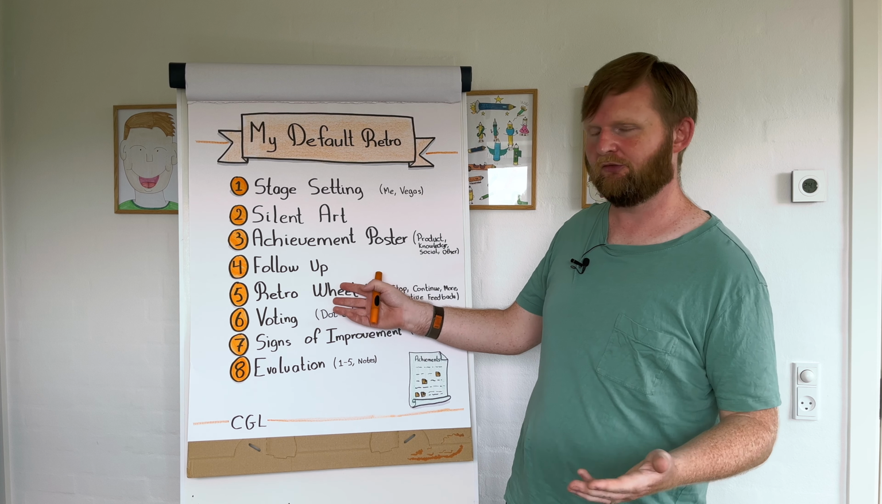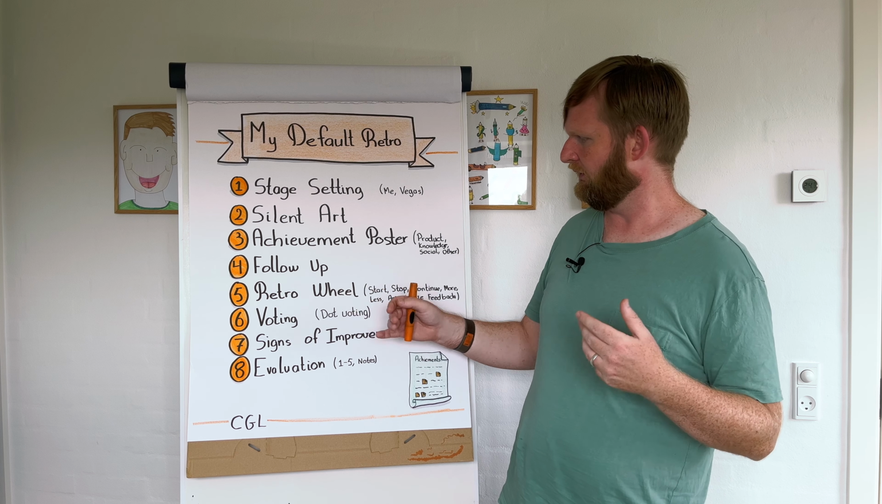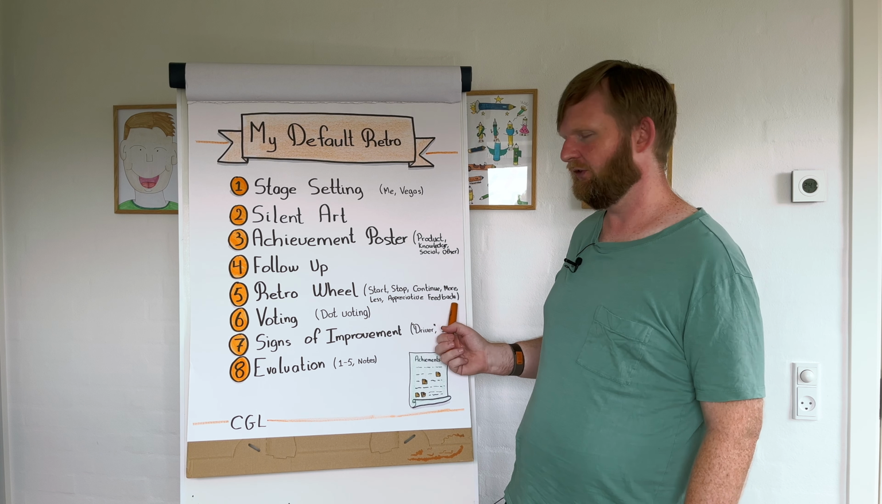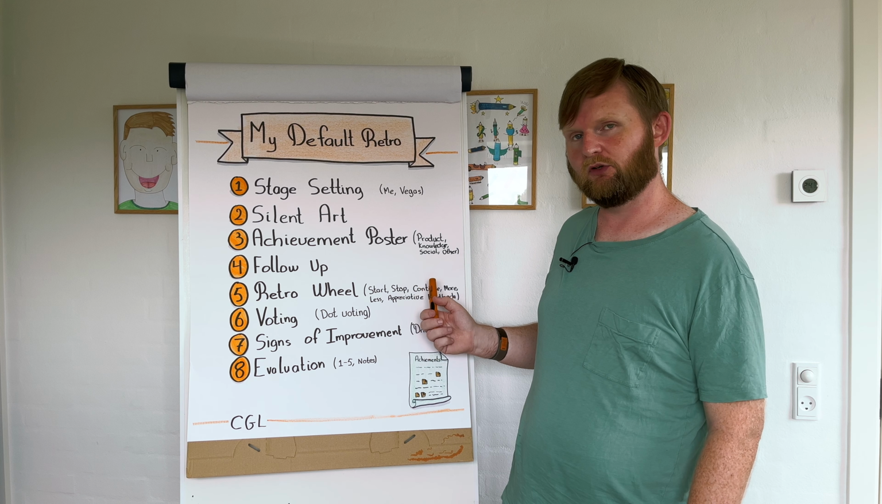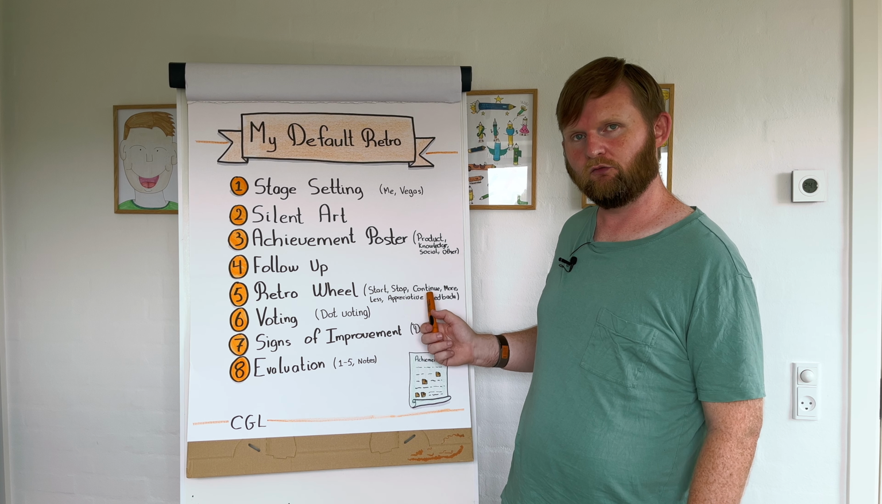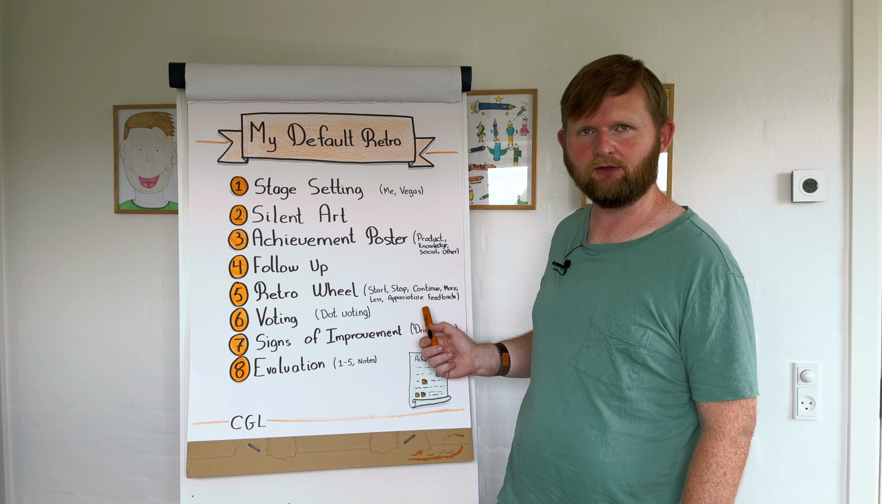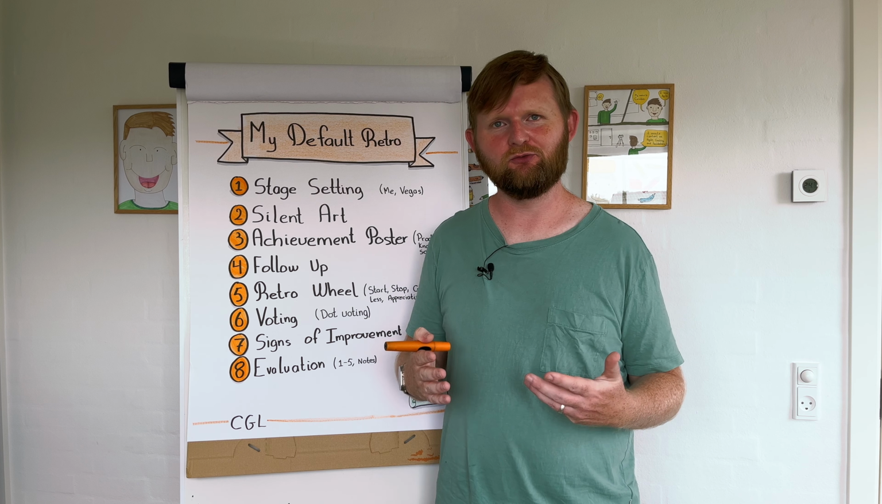Then I like the retro wheel, which is a modified starfish. So that is start, stop, continue, more, less, but also appreciative feedback. And that has to be appreciative, non-sarcastic, non-ironic feedback to a specific person in this meeting, and it cannot be me as a facilitator. That's to practice this art of giving feedback to each other.